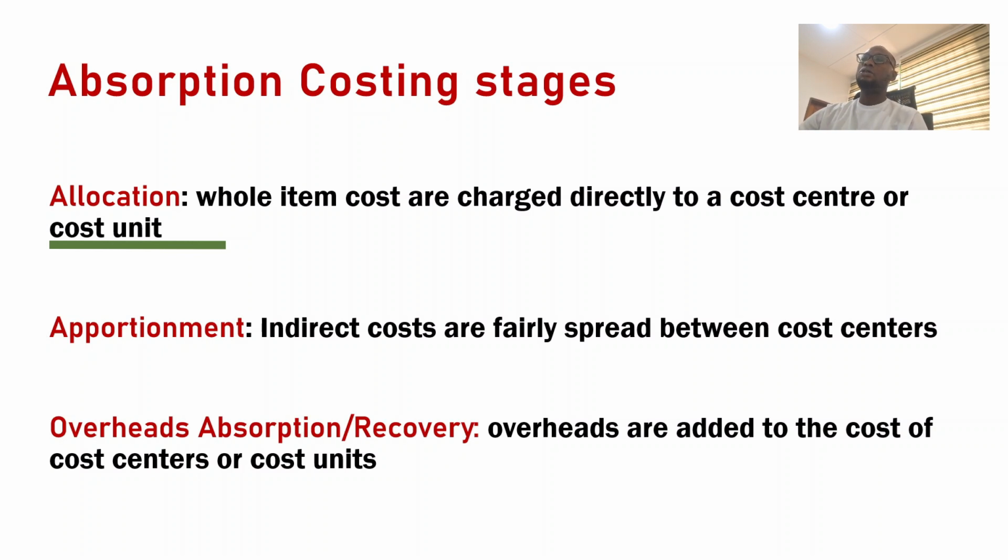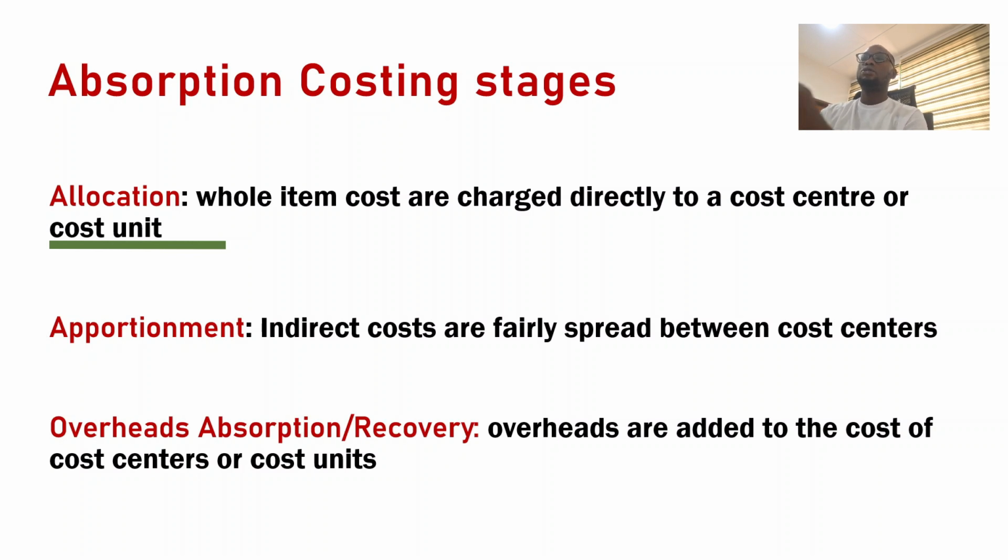Then overheads recovery or overheads absorption simply means overheads are added to the costs of the cost center or cost units. So let's take it for instance, we produce these 3 products in a Coca-Cola bottling company: Coca-Cola, Fanta, Sprite. Now Fanta, Sprite, Coca-Cola at the end of the day must have their fair share of all the overheads of that particular company. So when we are recovering overheads or calculating the overheads absorption rate, we are simply saying let every product or service or cost unit or cost center benefit from their fair share of all the overheads that we incurred. I hope you get the understanding.